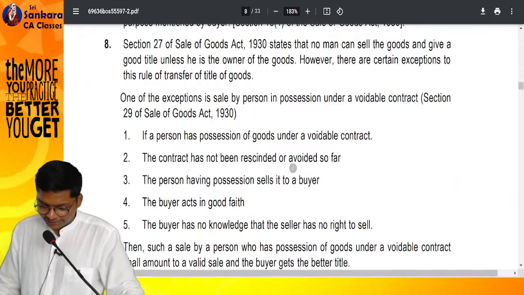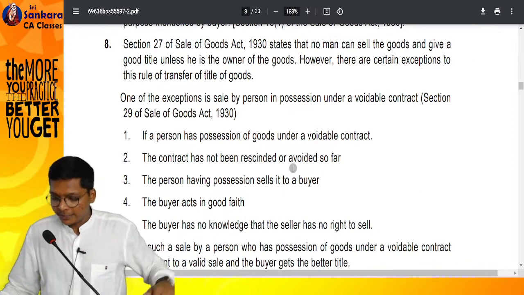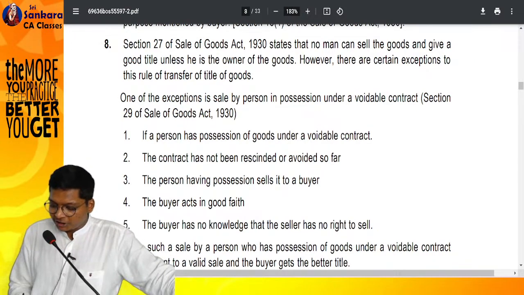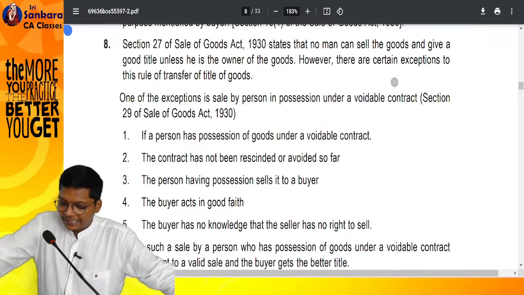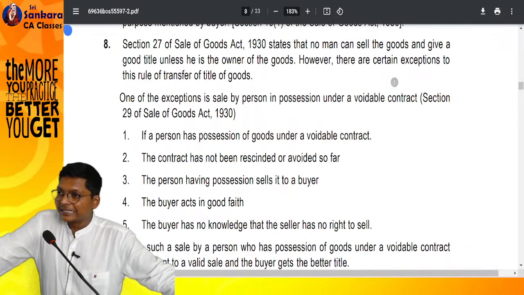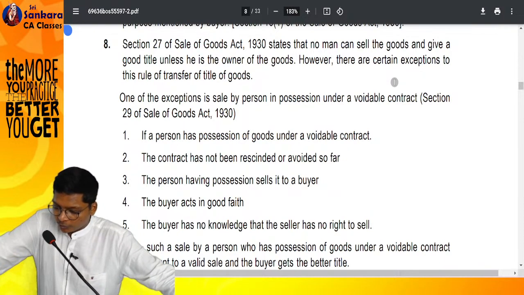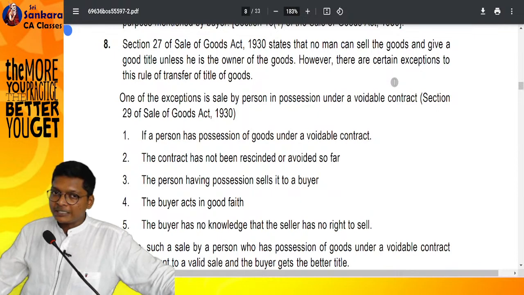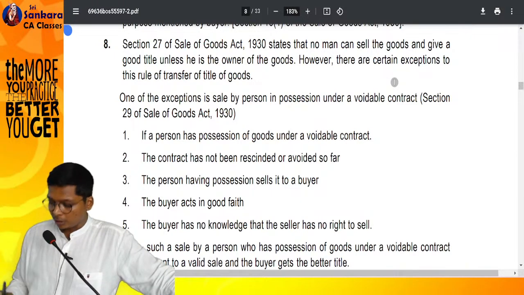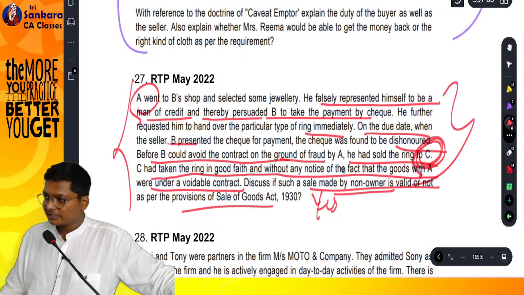Yeah, these are the conditions, guys. Possession under a voidable contract: the person has possession under a voidable contract. Yes, A has that. The contract has not been rescinded or avoided. Correct, B did not cancel the contract yet. The person having possession sells it to a buyer. The buyer buys in good faith. Yes, the buyer has no knowledge that the seller has no right to sell. All conditions met. Therefore, the sale is valid.